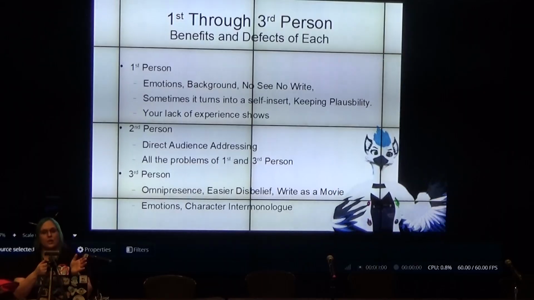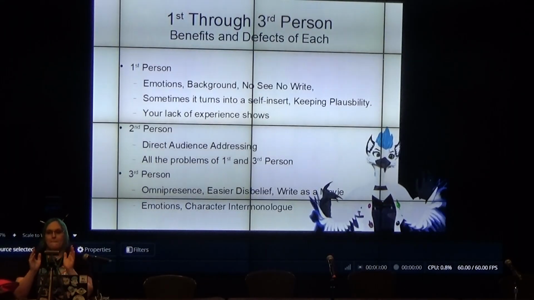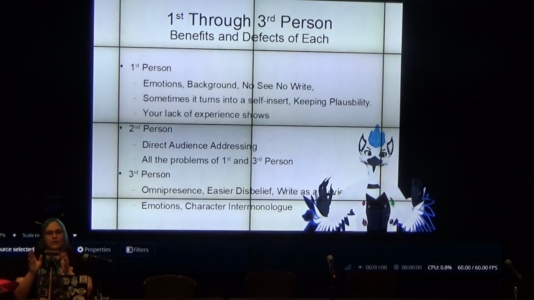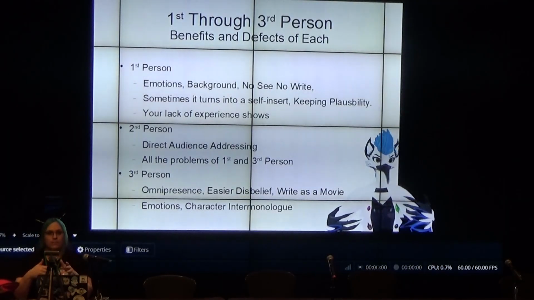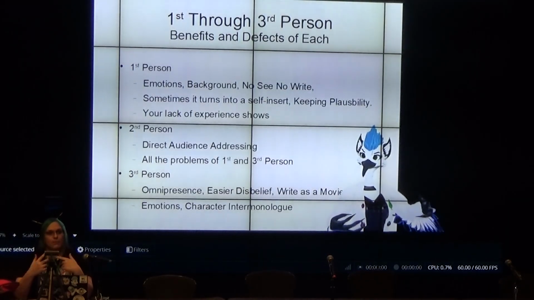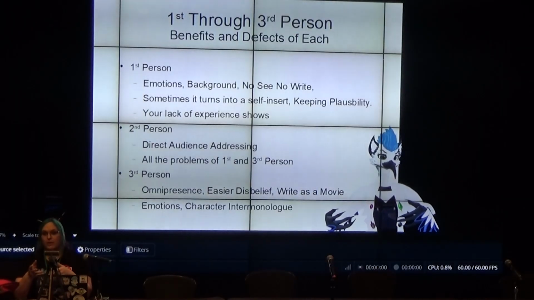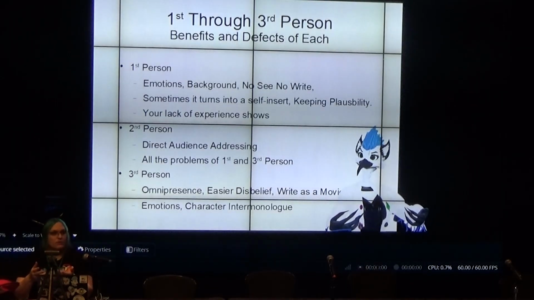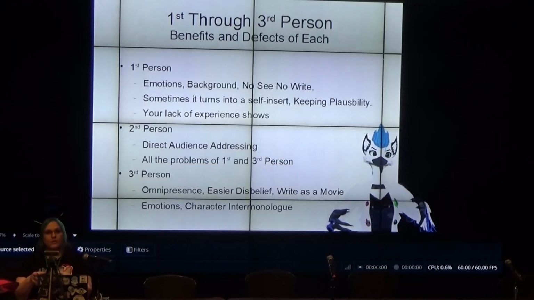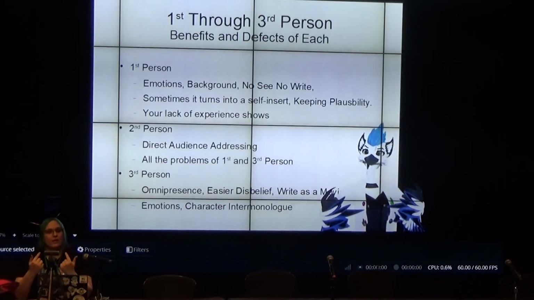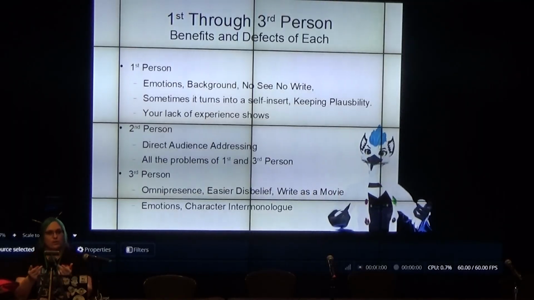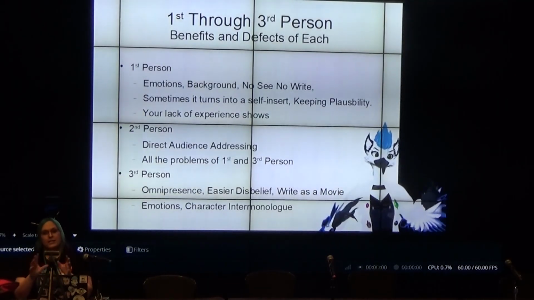This works really well for self-insert, but if you have a lack of experience in a field and you're writing about something, like you're writing about a veterinarian, but you've never actually been a veterinarian, it's really going to show. Only write in first person what you are comfortable with you yourself having either experienced or done extensive research and interviews on. Second person.